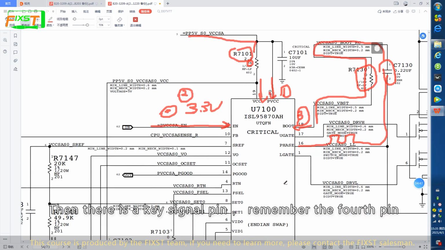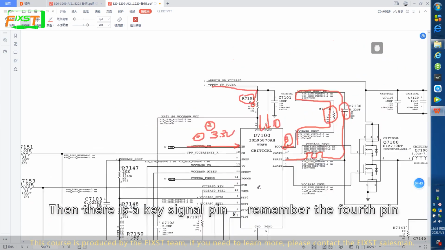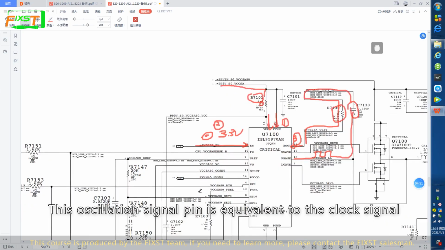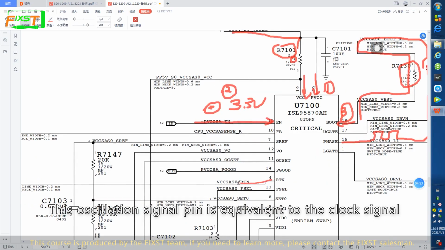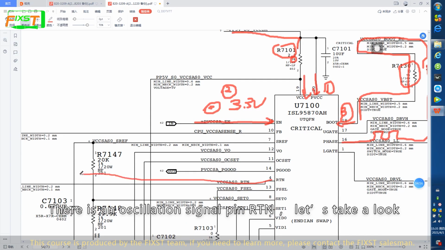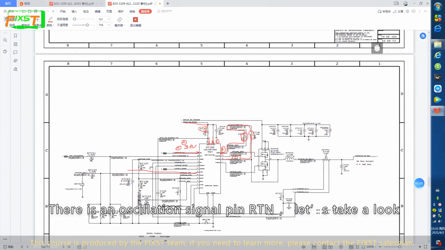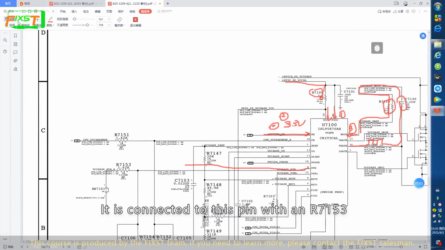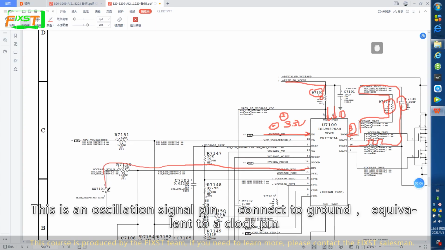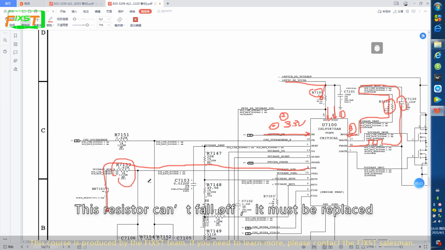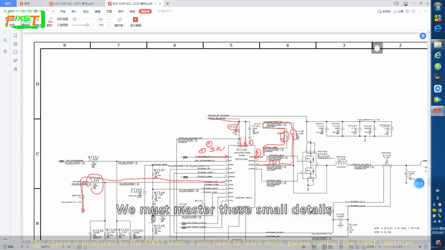Then there is a key signal pin, remember the 4th pin. This oscillation signal pin is equivalent to the clock signal. There is an oscillation signal pin RTN, let's take a look. It is connected to this pin with an R7153. This oscillation signal pin connected to ground is equivalent to the clock pin. This resistor can fall off, it must be replaced. We must master these small details.